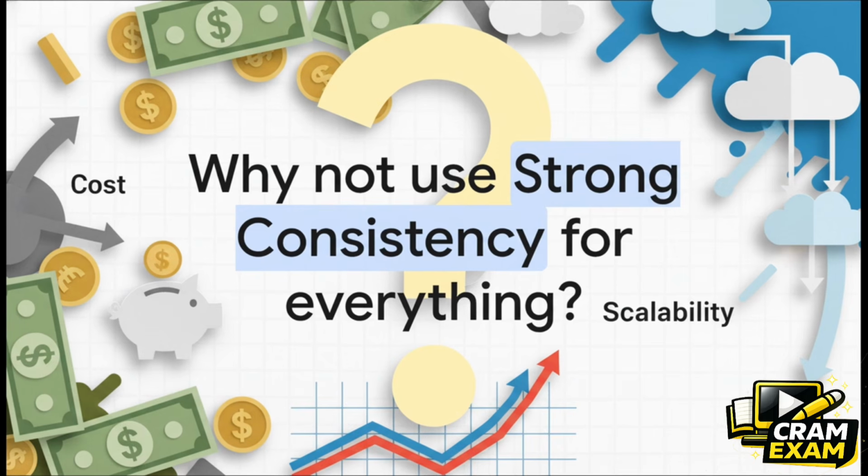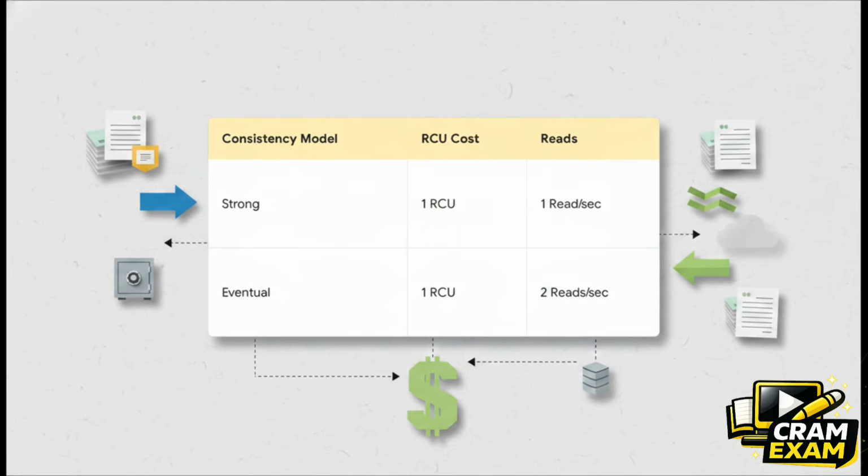Well, it really comes down to two major trade-offs: cost and scalability. Let's talk about the cost first. In DynamoDB, throughput is billed in read capacity units, or RCUs. One RCU gives you exactly one strongly consistent read per second for an item up to 4 kilobytes. But that exact same RCU will give you 2 eventually consistent reads. It's literally a 2-for-1 deal. If you default your entire application to strong consistency just because you're playing it safe, you are instantly doubling your AWS database bill. Let that financial impact sink in for a moment.